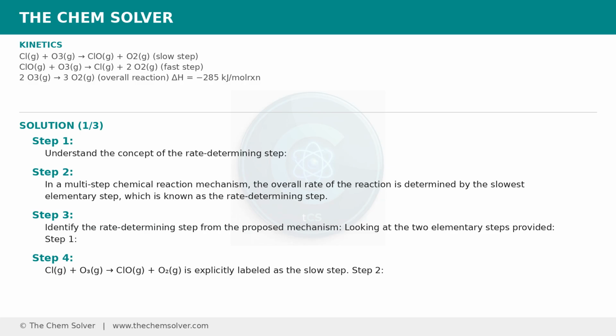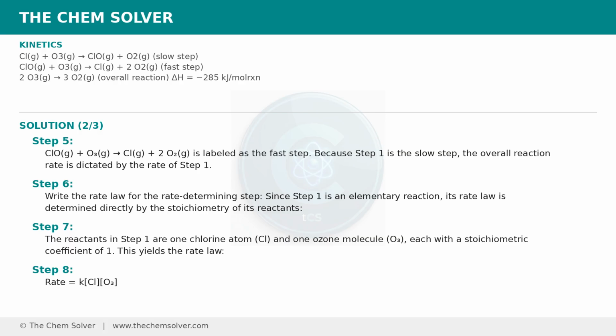Identify the rate-determining step from the proposed mechanism. Looking at the two elementary steps provided. Step 1, Cl plus O3 gives ClO plus O2, is explicitly labeled as the slow step. Step 2, ClO plus O3 gives Cl plus 2O2, is labeled as the fast step. Because step 1 is the slow step, the overall reaction rate is dictated by the rate of step 1.